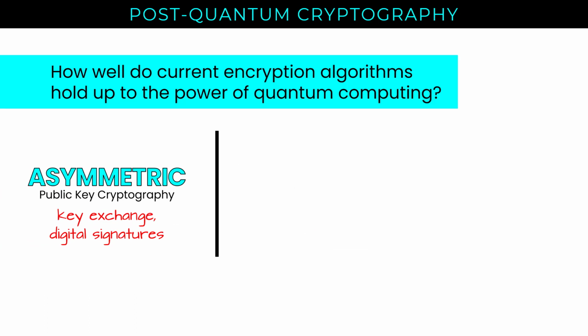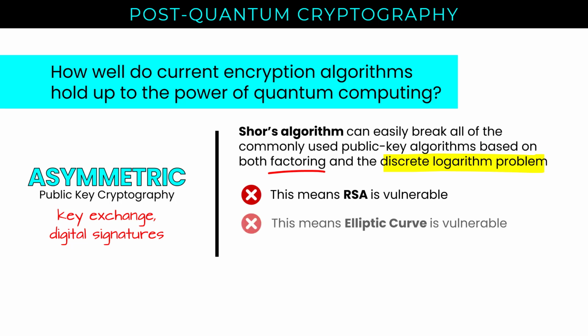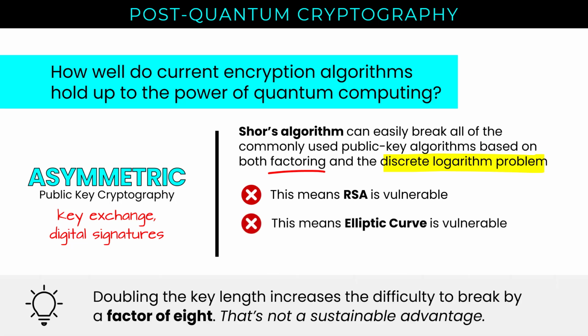Now asymmetric public key cryptography, Shor's algorithm can easily break all of the commonly used public key algorithms based on both factoring and discrete logarithm problems. So what this means is RSA is vulnerable. It means elliptic curve is vulnerable. However, lattice offers some resistance. Now, doubling the key length increases the difficulty to break an asymmetric algorithm by a factor of 8.